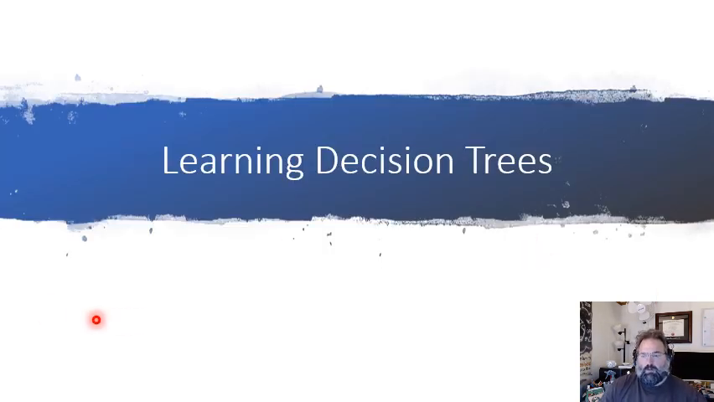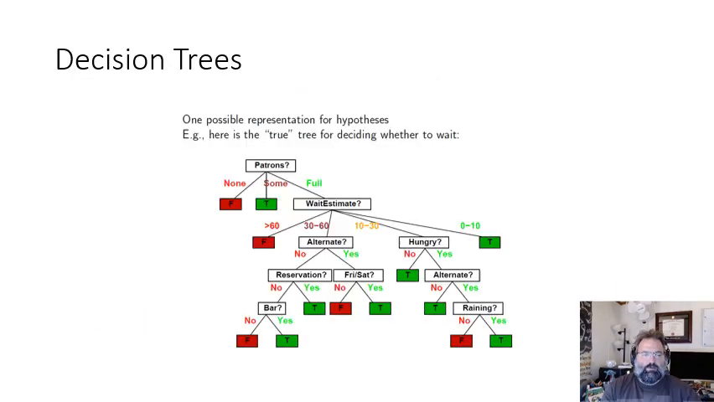So moving on to learning decision trees. First of all, what's a decision tree? A series of kind of nodes.